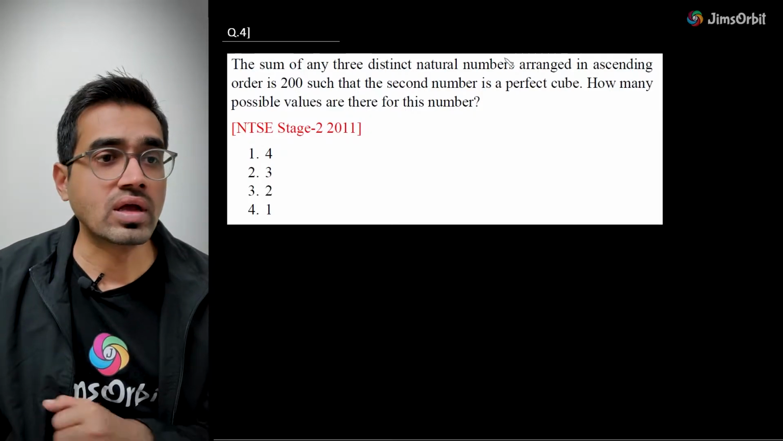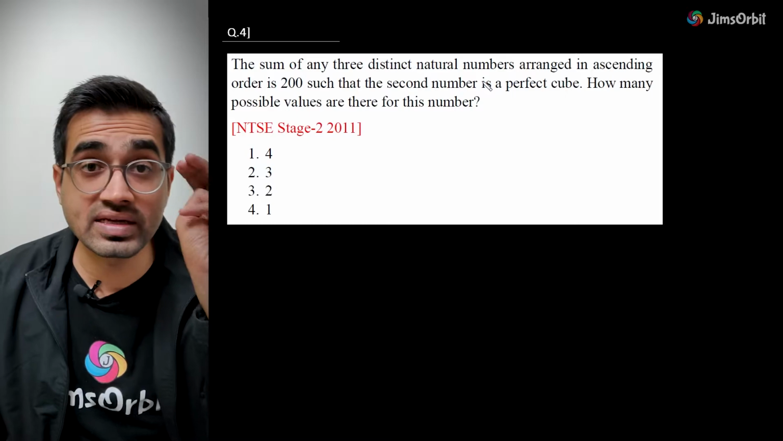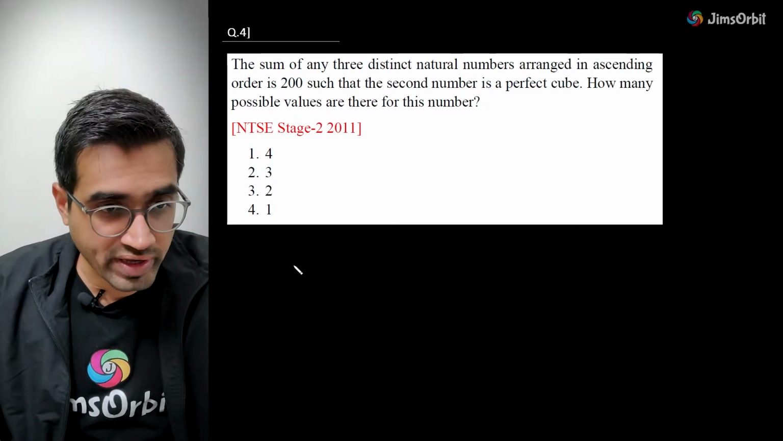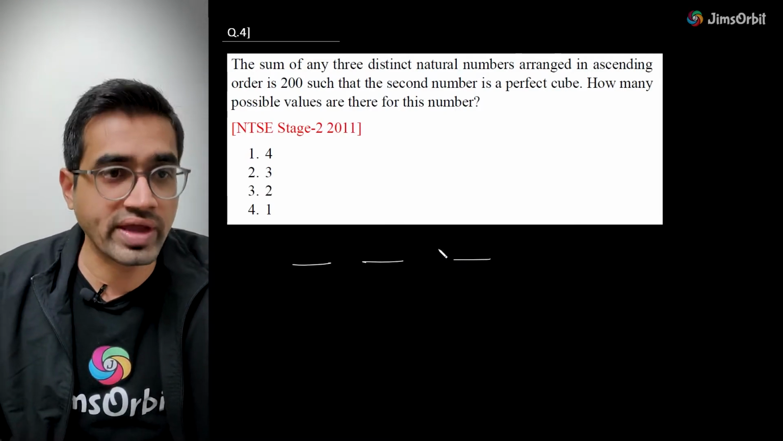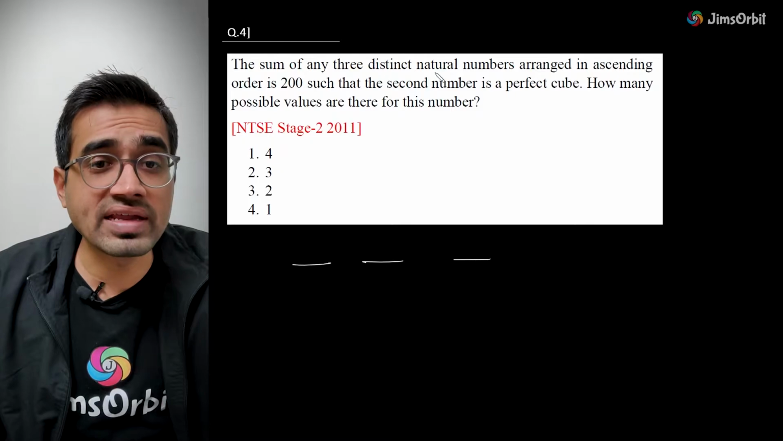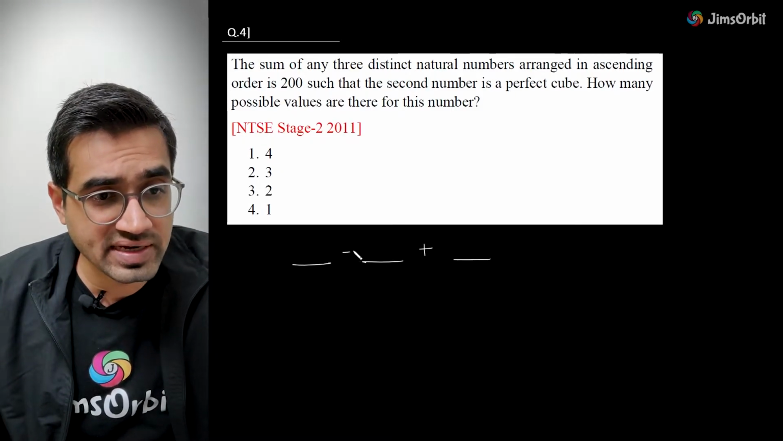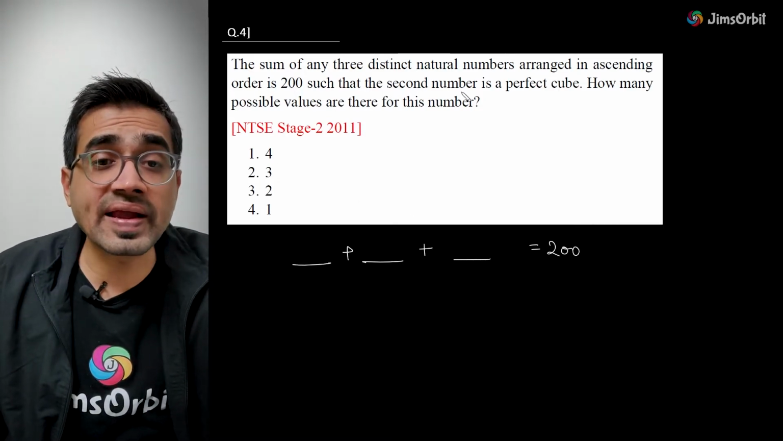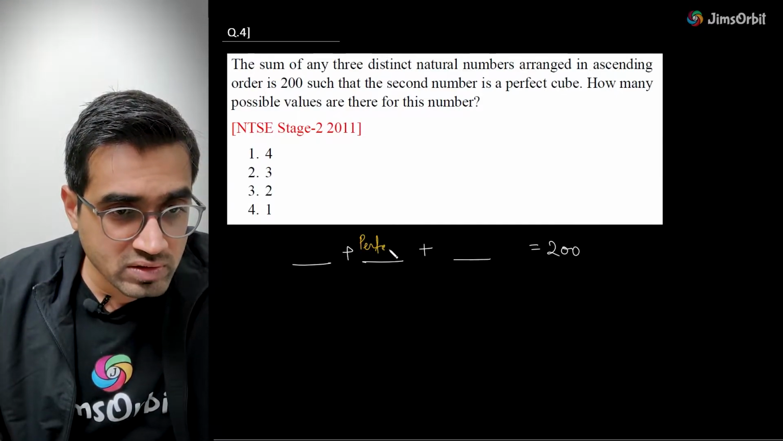Question number 4. The sum of any 3 distinct natural numbers, arranged in ascending order, so the first is smaller than the second, which is smaller than the third, is 200. So if I add these 3 numbers, I get 200. Such that the second number is a perfect cube. This is a perfect cube.